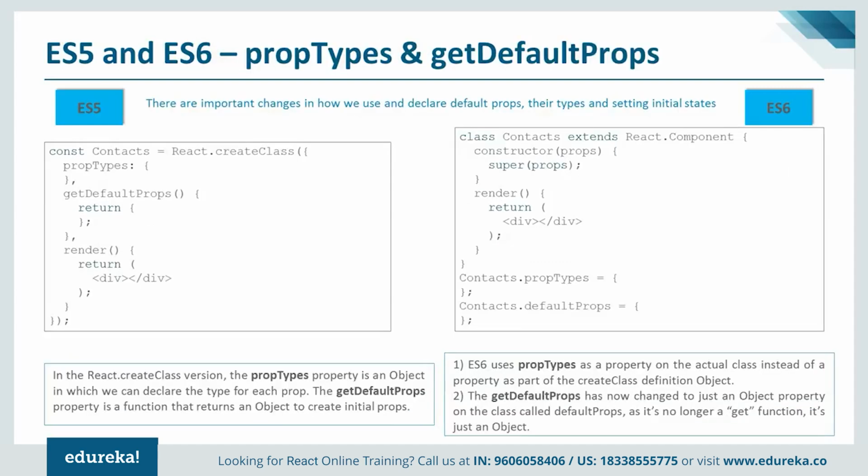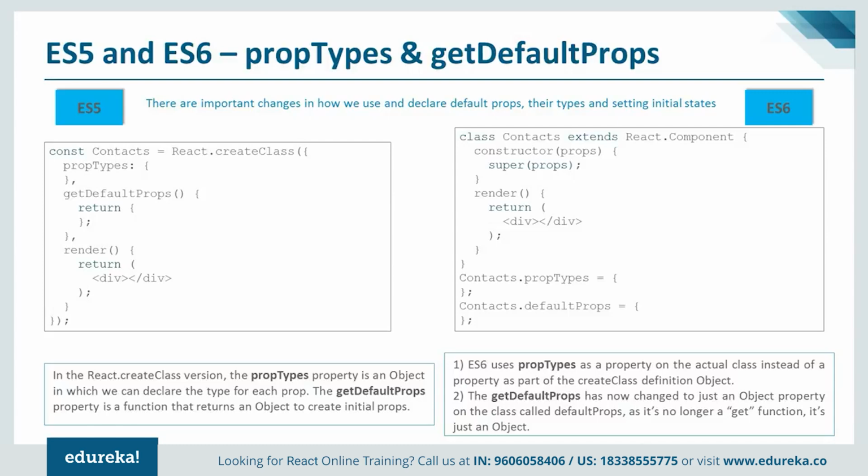Now let's talk about the other differences. The prop types and the get default props. In ES5, this is the ES5 code and this is the ES6 code on the right hand side. On the left hand side in the ES5 code, in the react.create class version, the prop types, as you can see over here in the code, the prop type is a property. The prop type is a property, an object in which we can declare the type for each prop. The get default props property is a function that is returning an object to create the initial property. ES6 uses prop types as a property on the actual class instead of a property as part of the create class definition object.